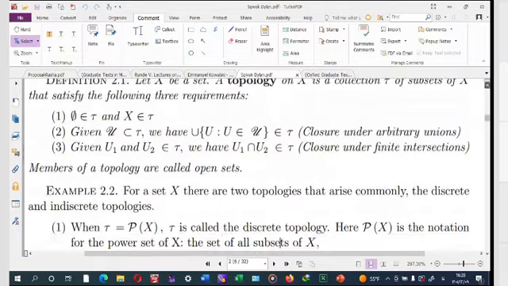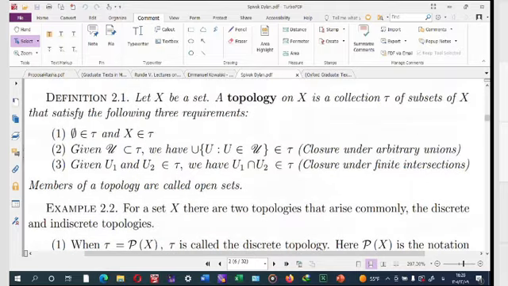Please note that if tau is a topology on X, then members of the topology are called open sets. Any member of this tau is called an open set with respect to tau. Any element is called an open set.